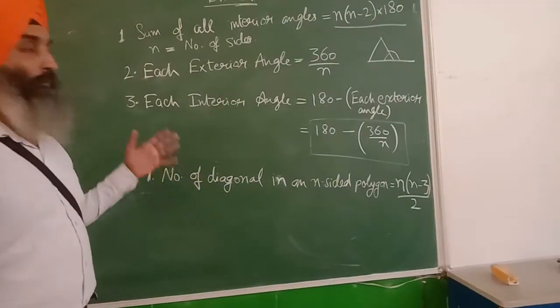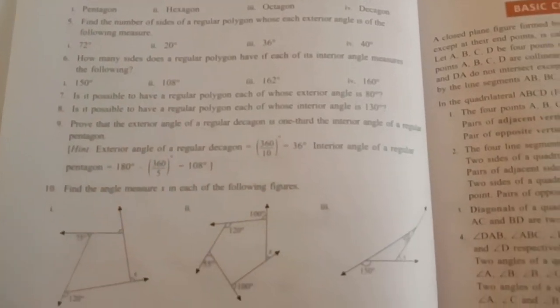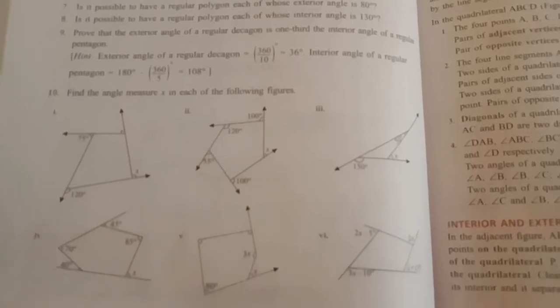Now we will move to the exercise. Students, today we will discuss exercise 3B. These are the questions that we will discuss today, and there are a total of 10 sums. I will discuss each question with you side by side.